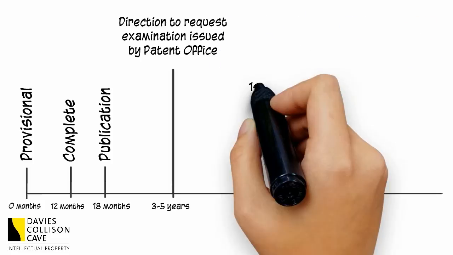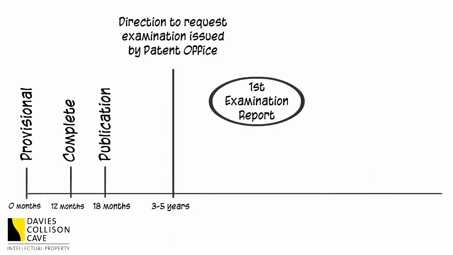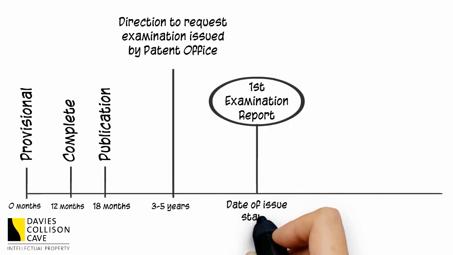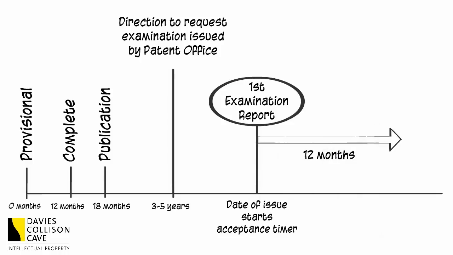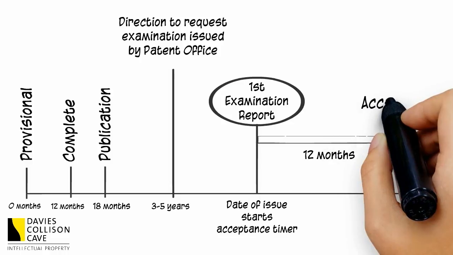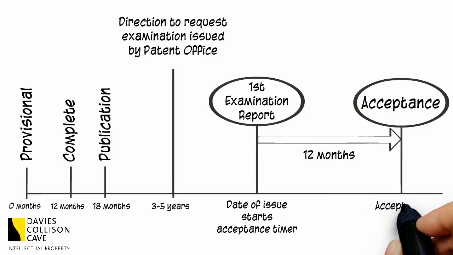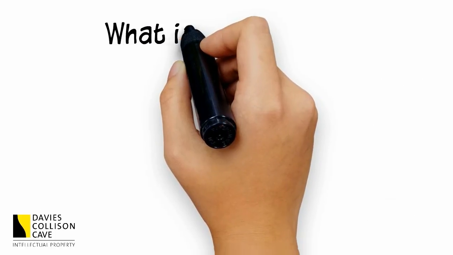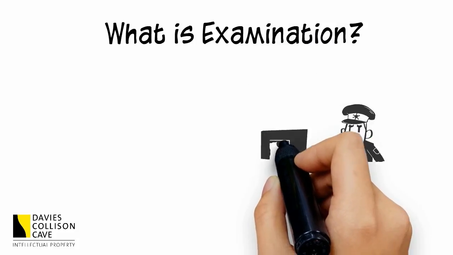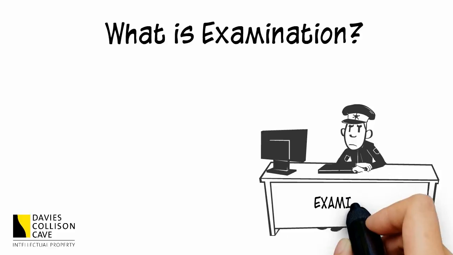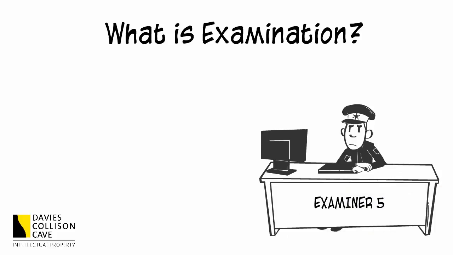IP Australia will then issue an examination report on your application. From the date of issuance of this first examination report, you will have 12 months to put your application in order for acceptance. So, what is examination? Examination is the process whereby IP Australia assesses your application to determine whether your invention is worthy of receiving patent protection.